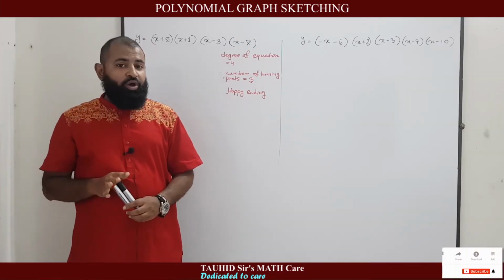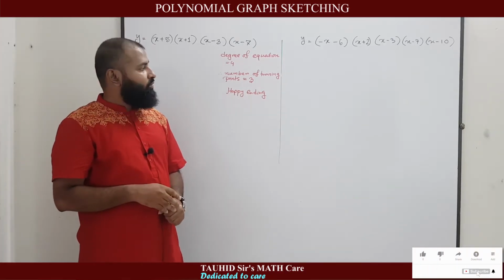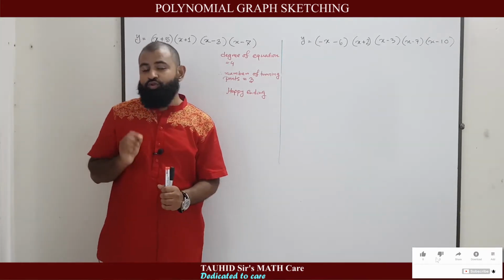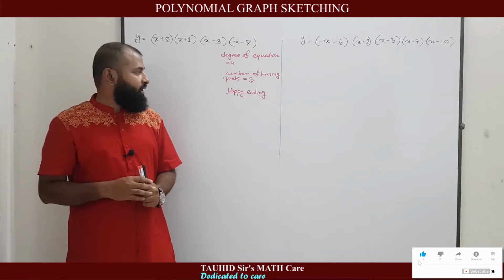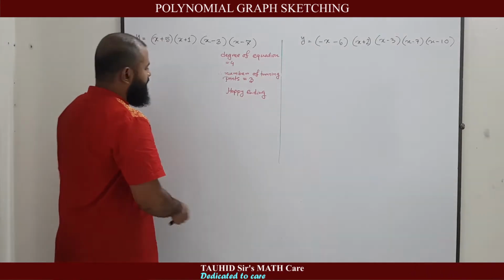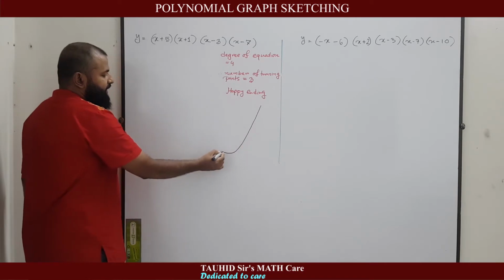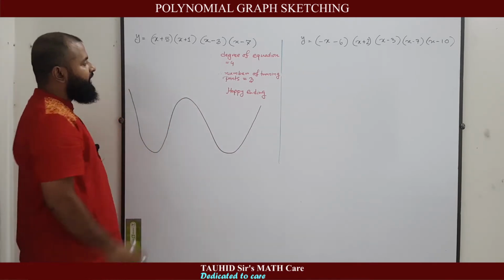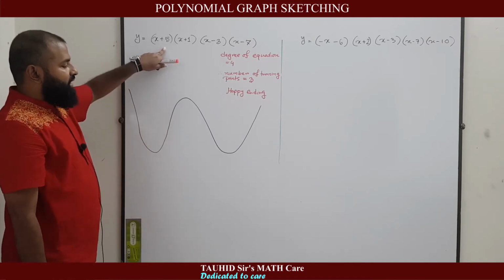So while drawing this graph, we have already collected three pieces of information. It has a degree of 4, so it will have 3 turning points, and it will have a happy ending. So we will draw a curve with a happy ending and 3 turning points. This is the sketch of this curve.